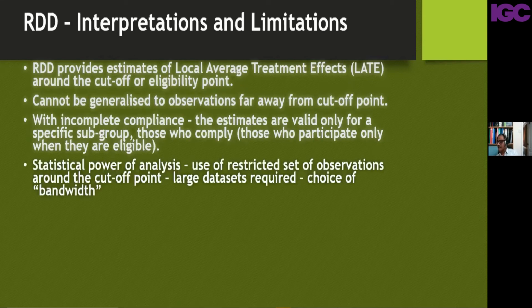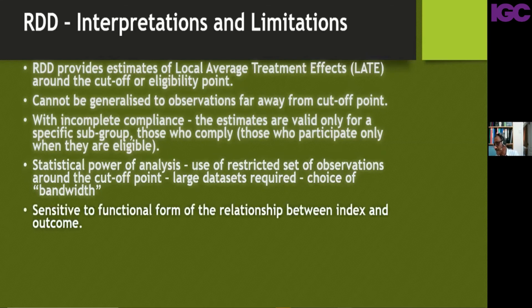Now, there is also generally a question of the statistical power of the analysis, because we are essentially using a restricted set of observations around the cutoff points. Which essentially means that you require large data sets. And this is again related to the issue of bandwidth. You want a large number of observations, so you need a large data set. But sometimes in order to get a large number of observations, you may have to increase the bandwidth or the area around the threshold where you consider the observations.